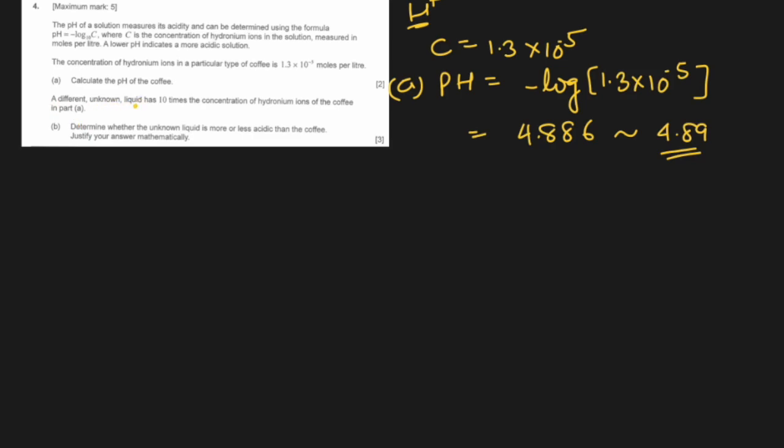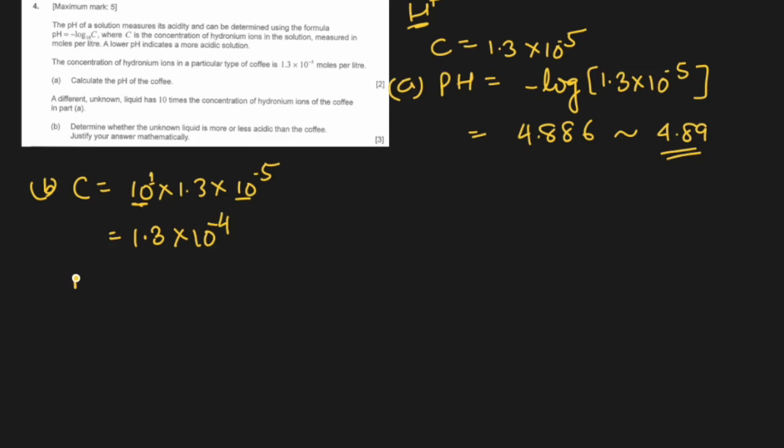A different unknown liquid has 10 times the concentration of hydronium ions of the coffee in the previous part. That means 10 times this 1.3. So first let's find the concentration in this case. It will be 10 times 1.3 times 10 to the power minus 5. Since this 10 and this 10 have the same base, here the exponent is 1. So we will get 1.3 times 10 to the power minus 4, since 1 plus minus 5 is minus 4. This is the concentration for this new liquid.